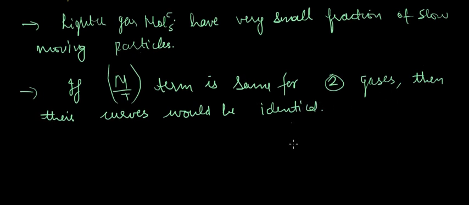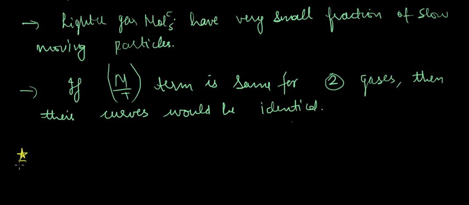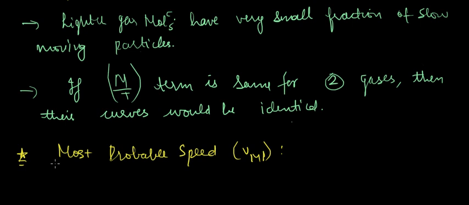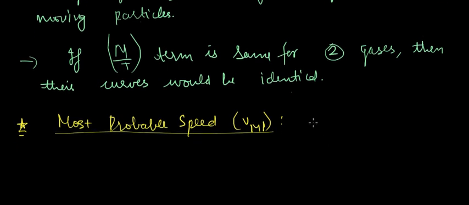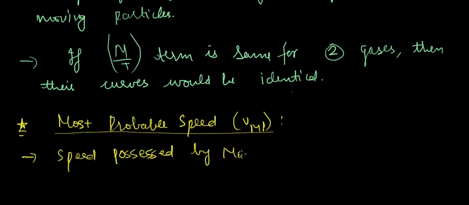Okay, so now let's discuss more on most probable speed, or VMP. So VMP is the speed possessed by the maximum fraction of gas molecules, as the name suggests.